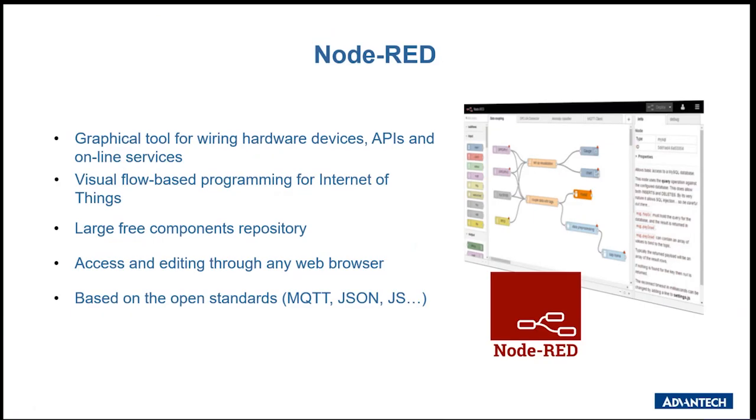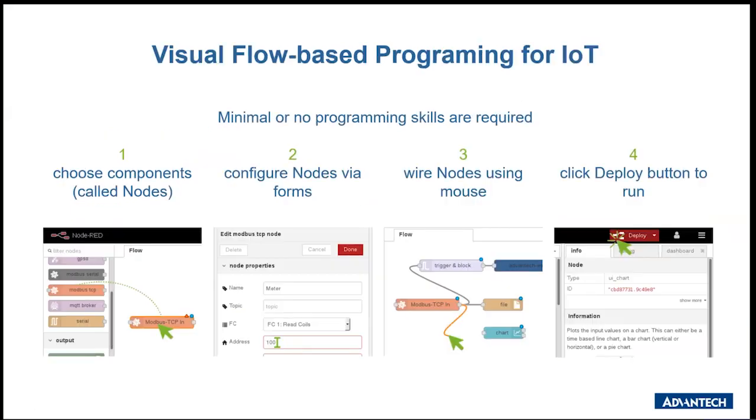So to get right into it, what is Node-RED? To put it into a bit of context, it's a graphical tool to allow you to program hardware devices, APIs, and other online services. So it's also a visual flow-based programming tool for other devices within the IoT framework that currently exist. It does have a very large range of free components that come within repositories that you can make use of. And most importantly, it's the type of software that you can access and edit your applications through any sort of web browser out there. It's based on the open standards MQTT, JSON, JavaScript, etc. So it is quite a powerful package.